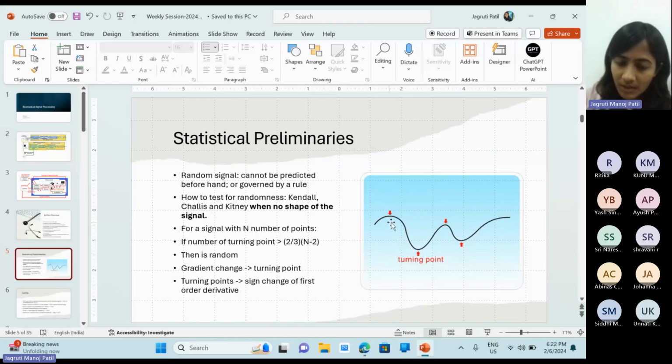So if you see a particular signal, say like this, how do we know whether it's random or not? As someone from the audience said, if the number of turning points is greater than 2 by 3 into (n minus 2). Turning points are where the gradient or slope increases, then changes, increases, then changes. These turning points are defined as a sign change of the first order derivative, like dx by dt, or just take the slope, say y by x, which gives you the gradient.